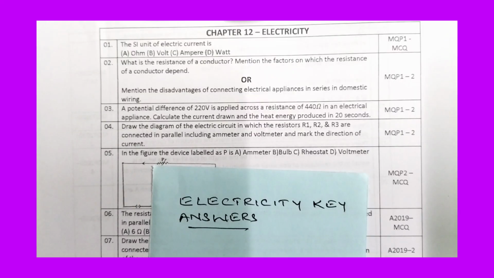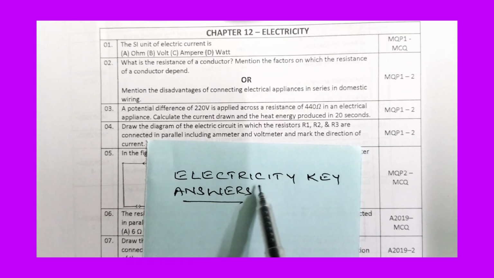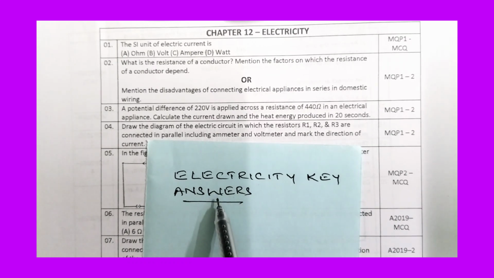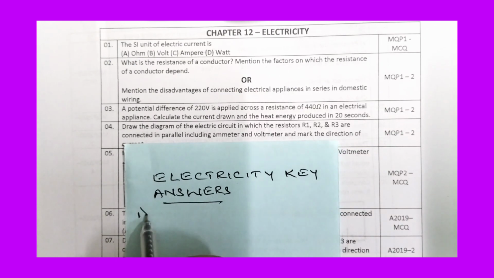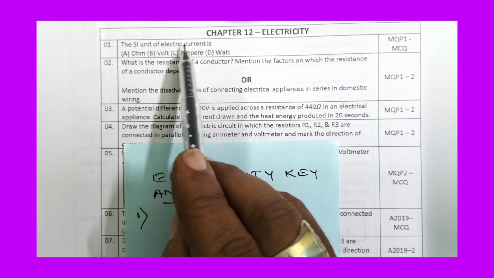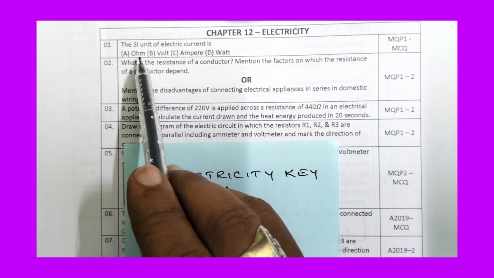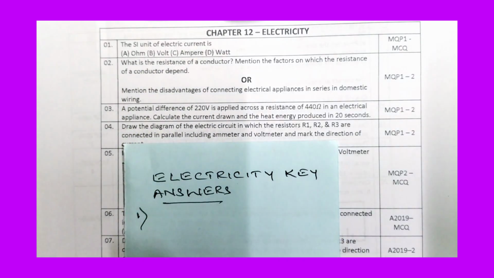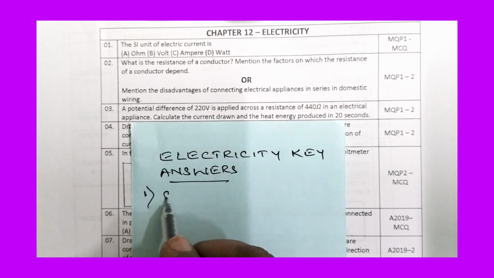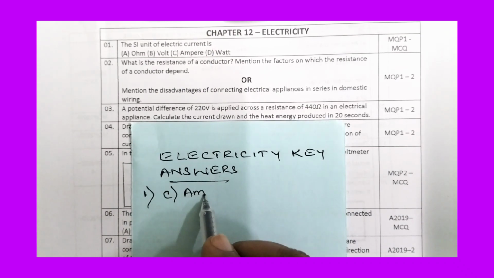Hi everyone. In this video we are going to answer the electricity chapter key answers of a previous year question paper. The first question is: the SI unit of electric current is ohm, volt, ampere, watt. The right answer is option C, that is ampere.